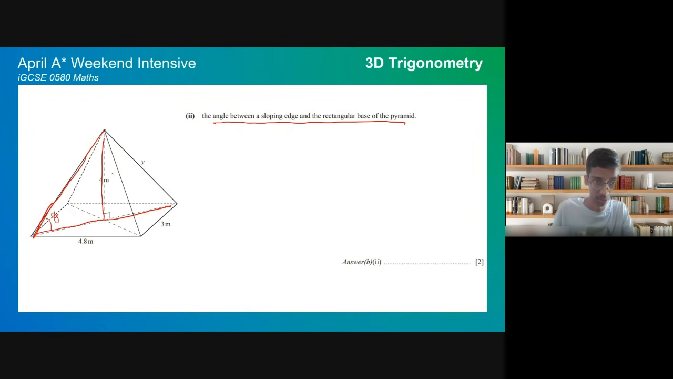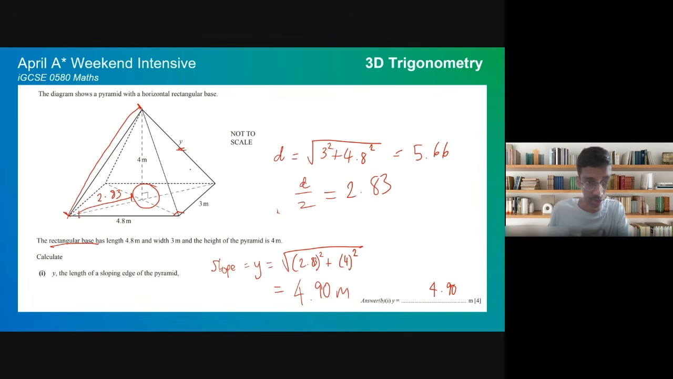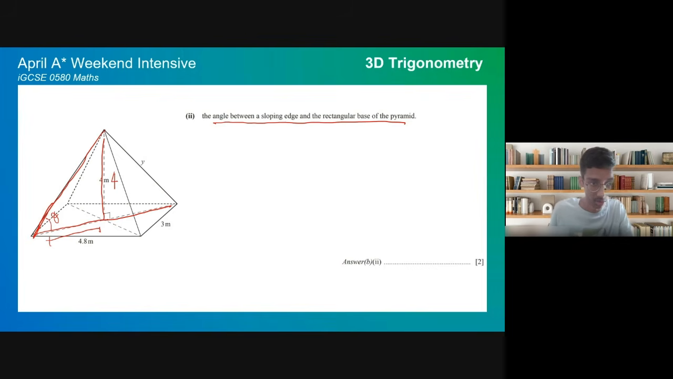So we know that this is 4 meters, and we calculated earlier that this is 2.83. So what trig function would you use to relate 4 and 2.83? Is that sine, because sine is opposite over hypotenuse? Remember, y is the sloping edge. This is the hypotenuse, the longest side. Remember, we have the right angle here, so you can draw onto the diagram. Yes, it's the tan function.